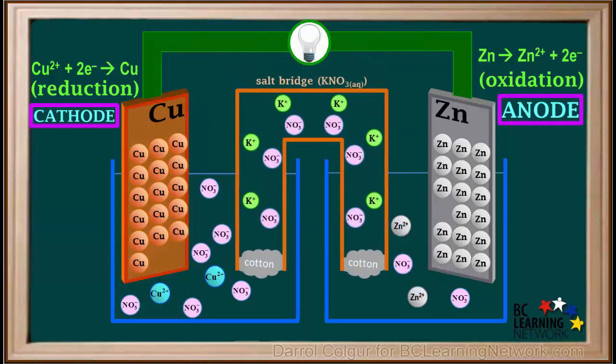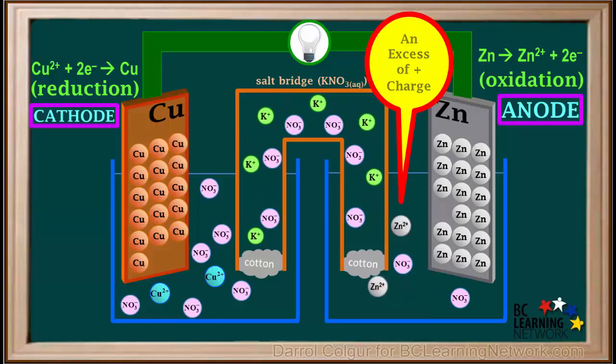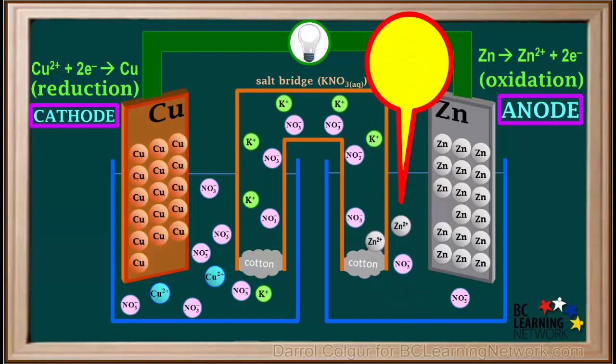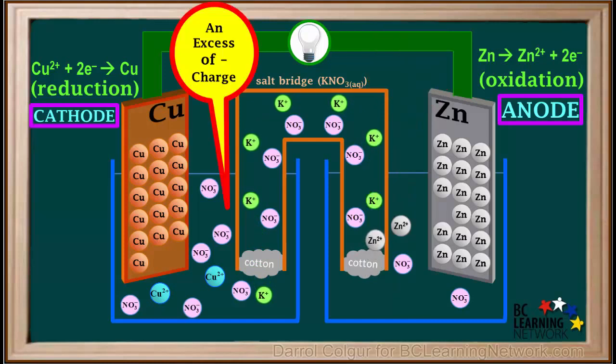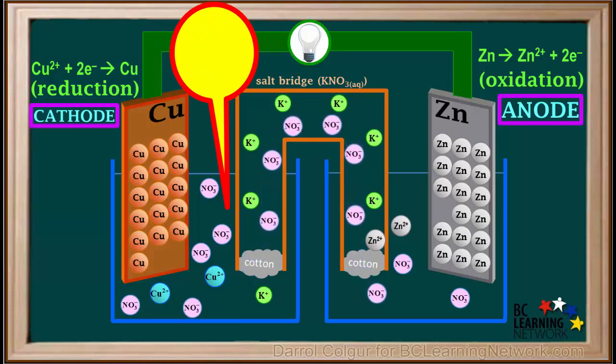We'll drop a salt bridge into this cell between the 2 beakers. Some of the excess positive charge in the solution around the anode would be relieved by a gradual migration of cations away from the anode toward the cathode through the salt bridge. Similarly, some of the excess negative charge in the solution around the cathode would be relieved by a gradual migration of anions away from the cathode toward the anode through the salt bridge.